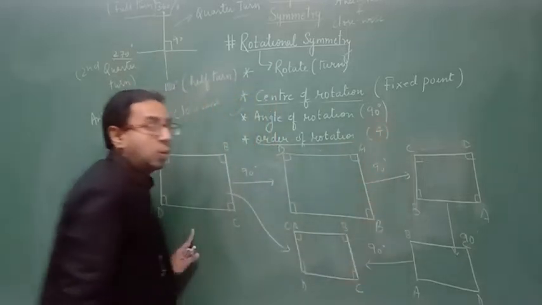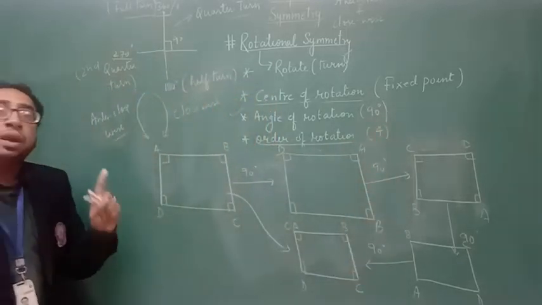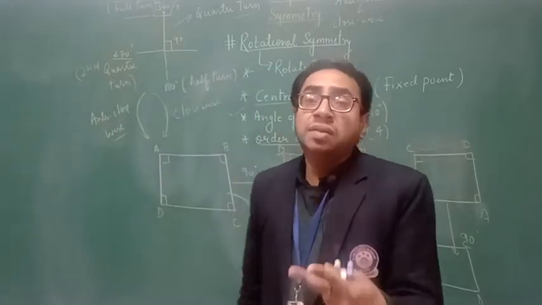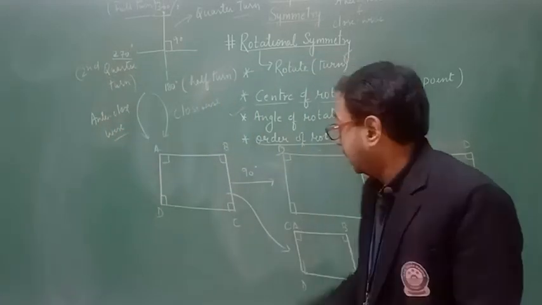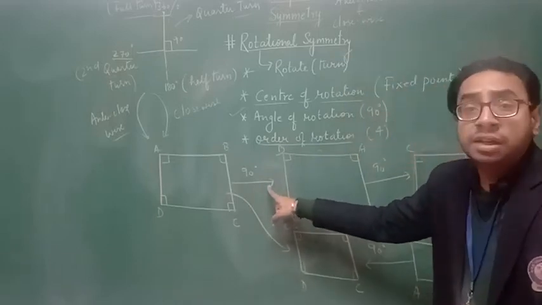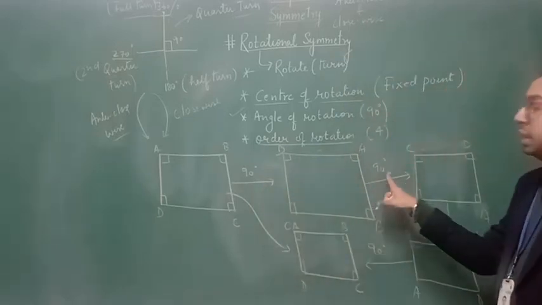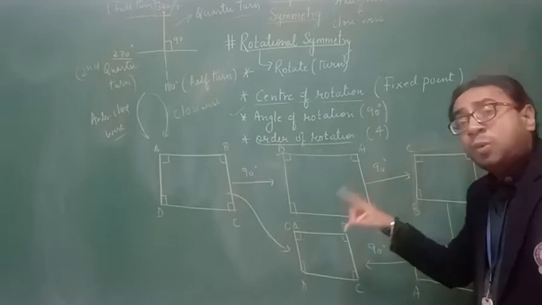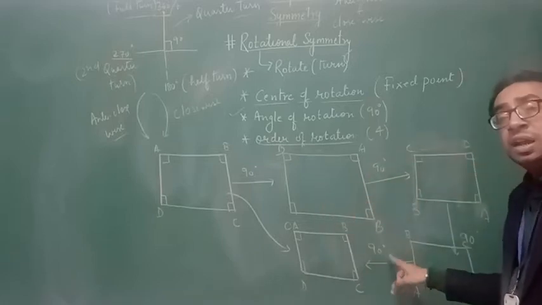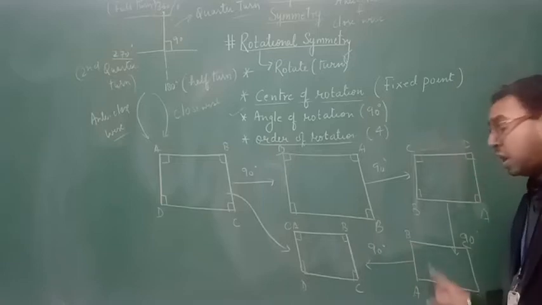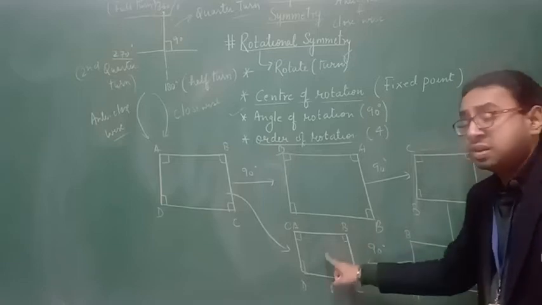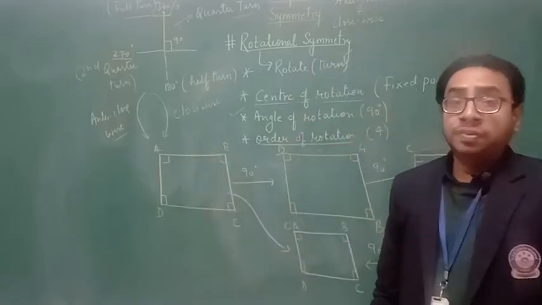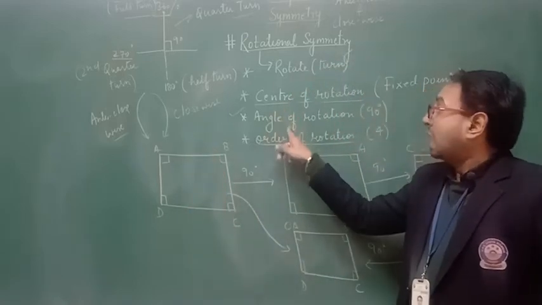4. What is order of rotation? After how many rotations we'll be getting the same shape back? That is what order of rotation is. But here the angle of rotation is 90 degrees. If I turn 90 degrees, 90 plus 90, 180. After 180 turn, it is still a square. 180 plus 90, 270 degrees. After 270 also, it is a square. 270 plus 90, 360. After 360, the full turn, the object will look the same. Are we clear?